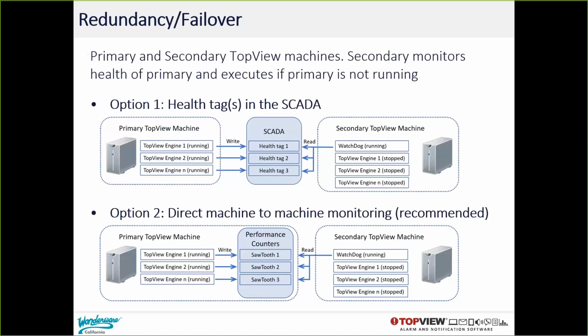The second option we give, and this is our recommended option, is to perform monitoring directly from the secondary machine to the primary machine. The primary machine exposes around 60 pieces of health and status information that can be monitored by the watchdog to determine if the primary is healthy. So not only does this remove the SCADA system from our redundancy configuration, it gives the user more status and health information that can be used for a failover condition. So for example, failover could be configured if the primary engine is failing to make voice calls or to send SMS messages. So using the heartbeat tag in the first option, you really only know that it's running. You don't know a lot of details about how healthy that engine is.